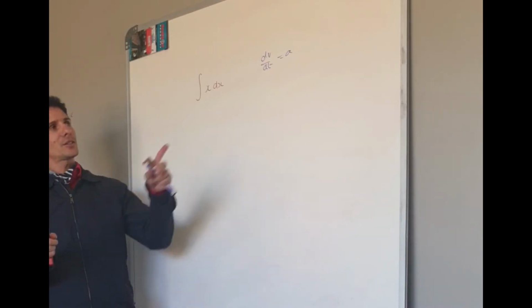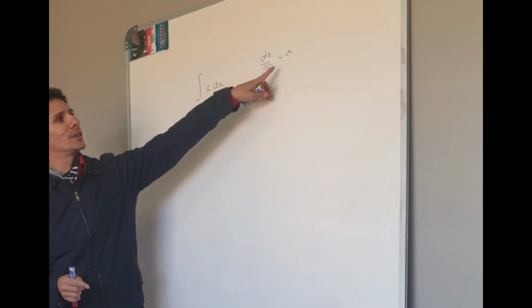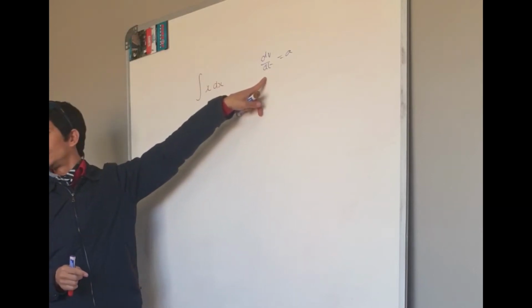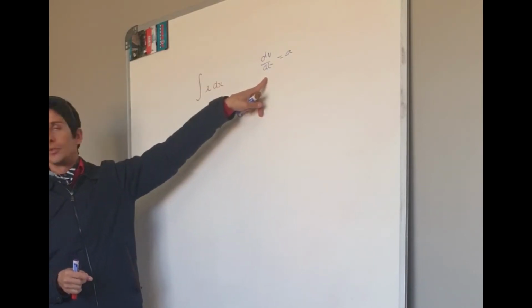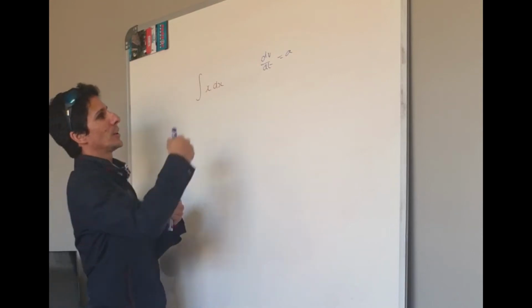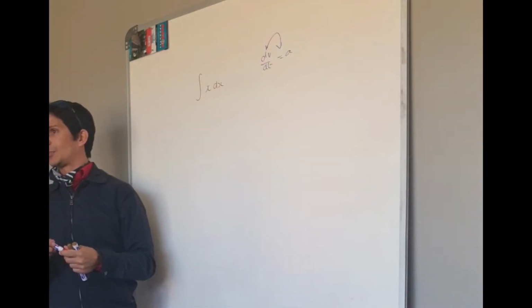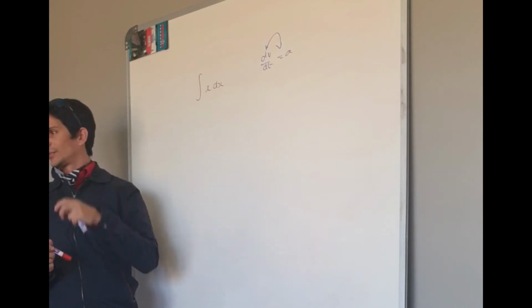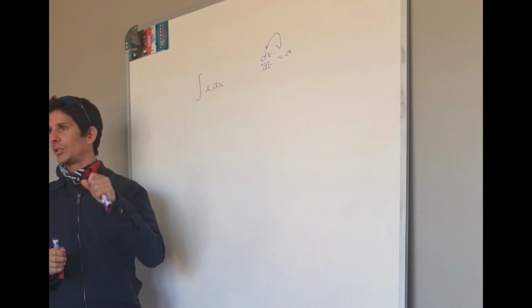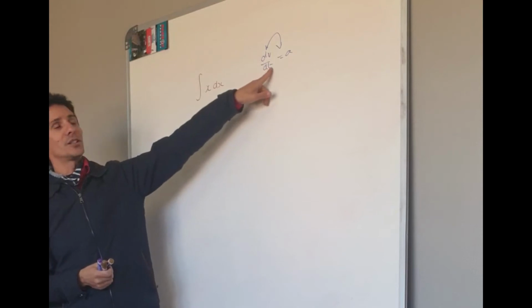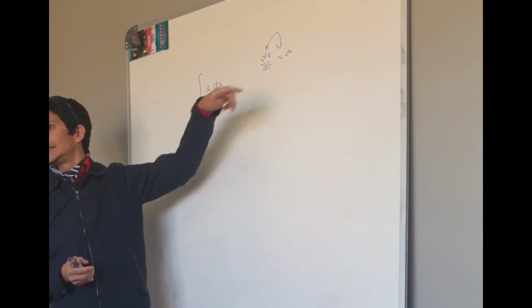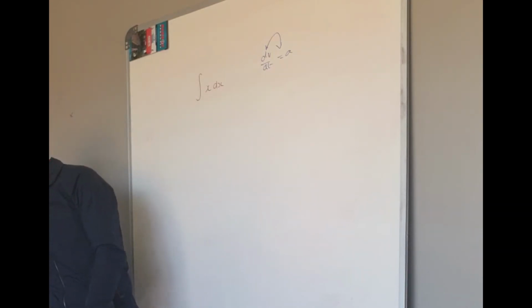But actually, you can go backwards. If you have acceleration, you can change it into dv over dt. These two things mean exactly the same thing. So the moment you see acceleration, you can change it into dv over dt. And okay, I'm going to show you how that works in a second.